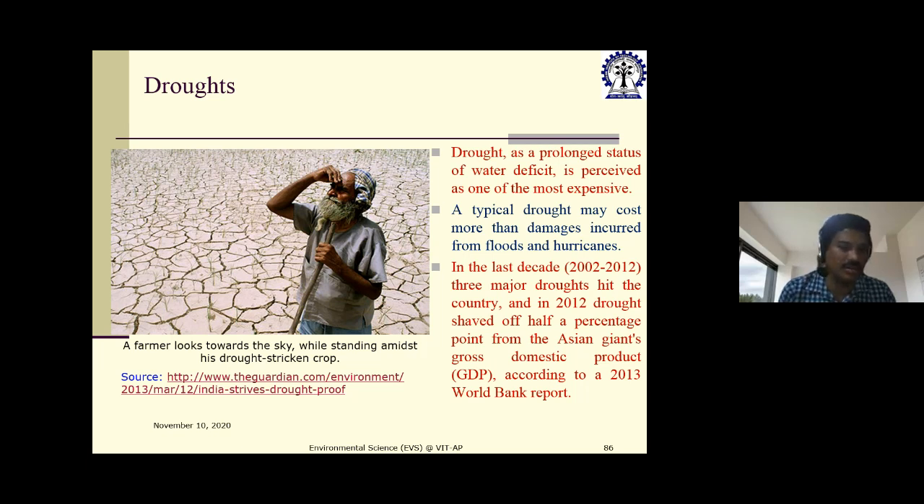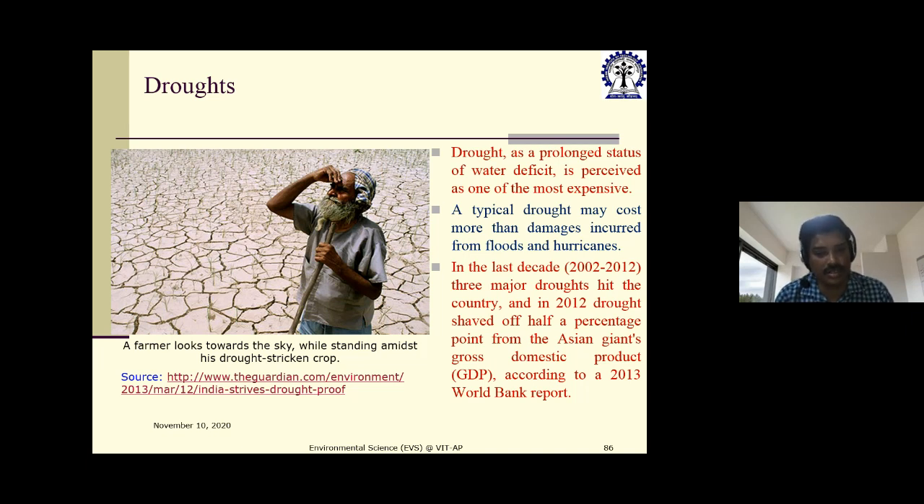Why is it not visible? Until and unless I am the victim, I'm really not worried. The moment I open the tap, I have sufficient water to use. I don't worry about it. But the farmer standing in the middle of his field, seeing that there is no rainfall and no water supply for his crop, that agony is very difficult to realize so far as droughts are concerned.